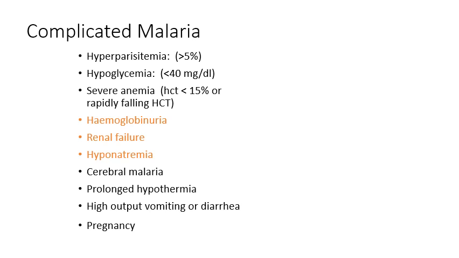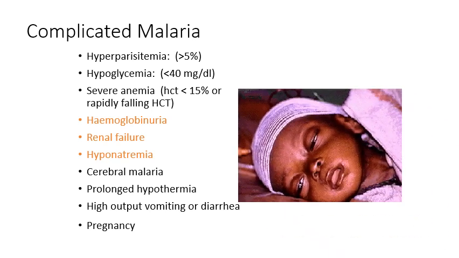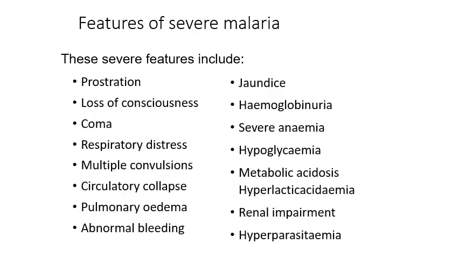Okay. Then we have cerebral malaria, prolonged hypothermia, high output vomiting or diarrhea, and then if it occurs in pregnancy. So this is a form of cerebral malaria. You can see, cerebral malaria is usually referred to as severe prostration, a patient in which every other intracranial cause has been ruled out and is positive for sexual forms of Plasmodium. So features of severe malaria: prostration, loss of consciousness, coma.